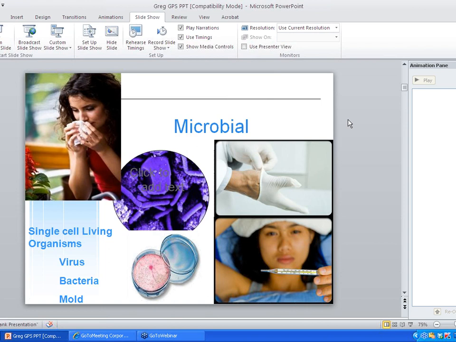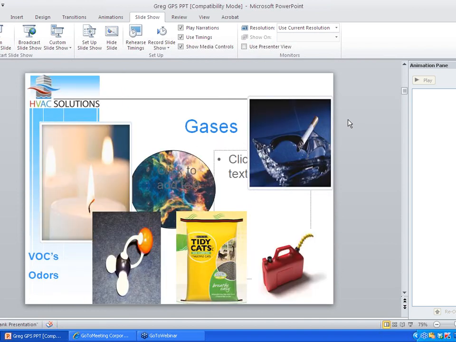Microbials. So we just talked about particulate. Microbials. These are those single-cell living organisms. The molds, the viruses, the bacteria. These are the things that make you sick. So if particulate makes you sneeze, microbials are going to make you sick.